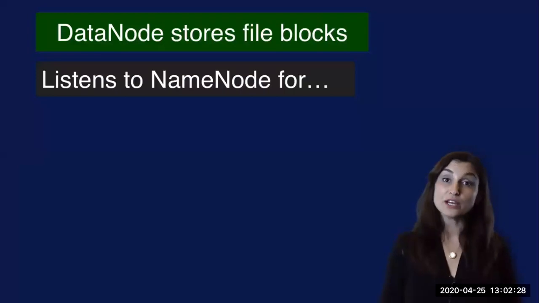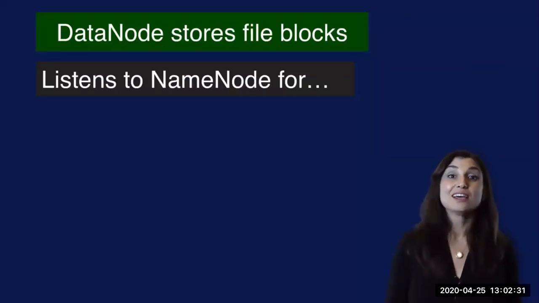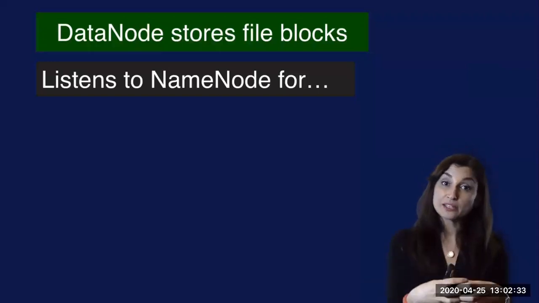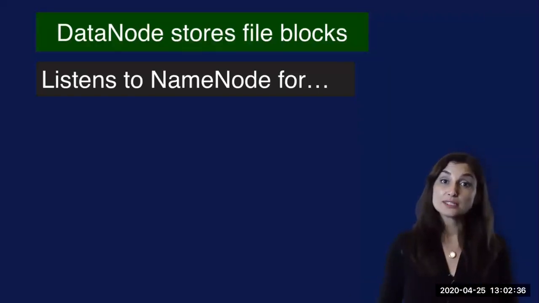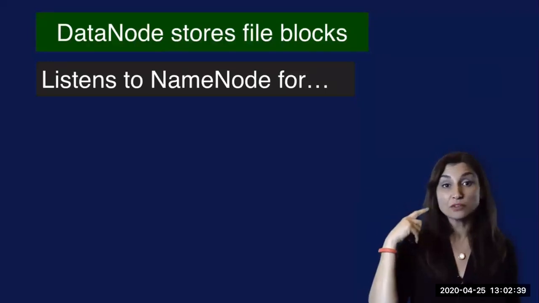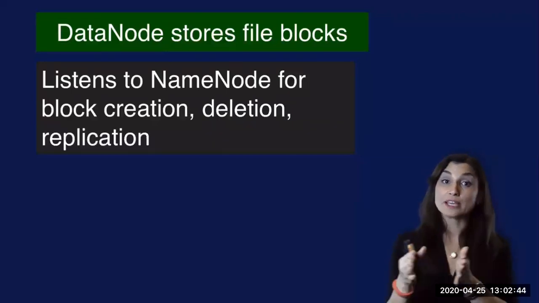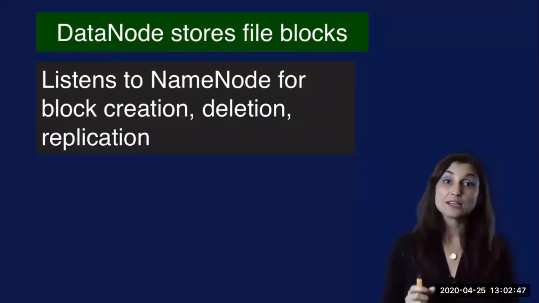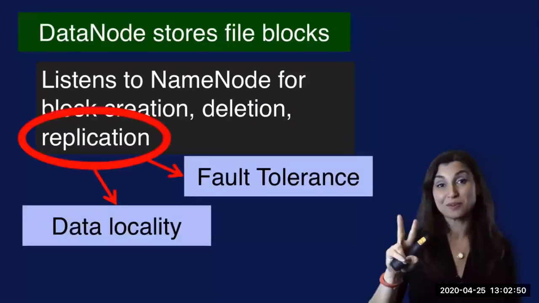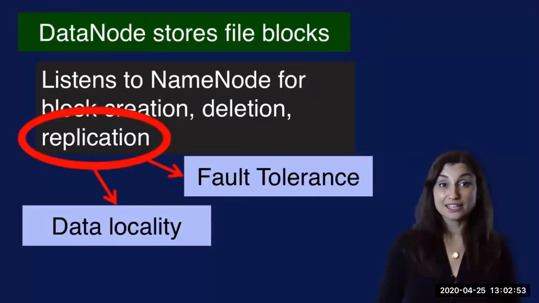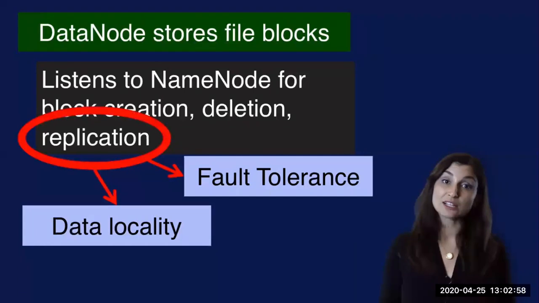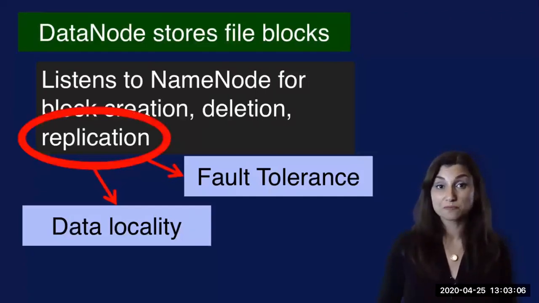A data node runs on each node in the cluster and is responsible for storing the file blocks. The data node listens to commands from the name node for block creation, deletion, and replication. Replication provides 2 key capabilities, fault tolerance and data locality. As discussed earlier, when a machine in the cluster has a hardware failure, there are 2 other copies of each block that was stored on that node, so no data is lost.